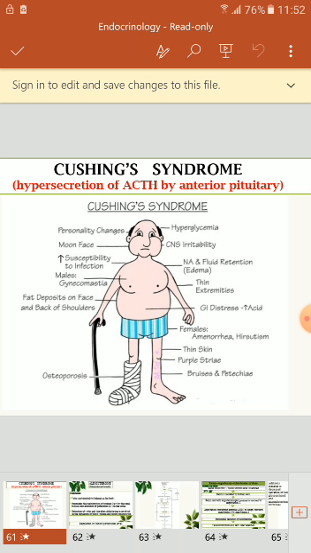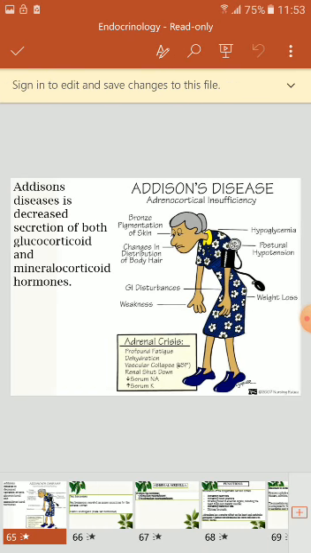The other disease of the adrenal gland is Addison disease. It's basically adrenocortical insufficiency, in which there is decreased secretion of both glucocorticoid and mineralocorticoid hormones. There's decreased secretion of cortisol and aldosterone. So this is a picture of a woman showing Addison disease. The most prominent feature would be seen.